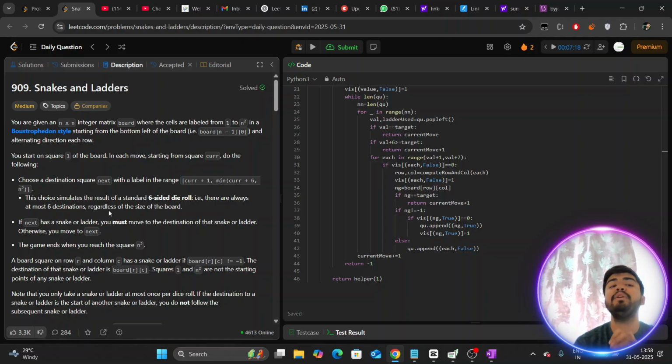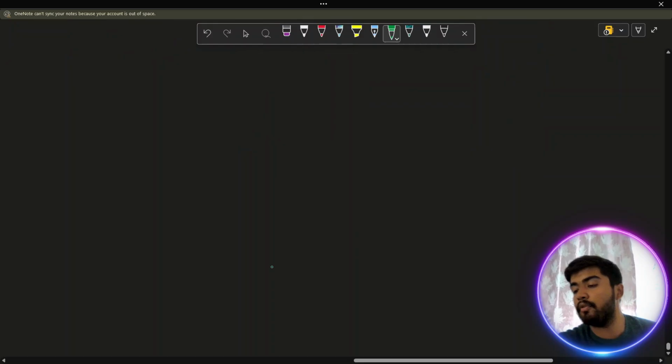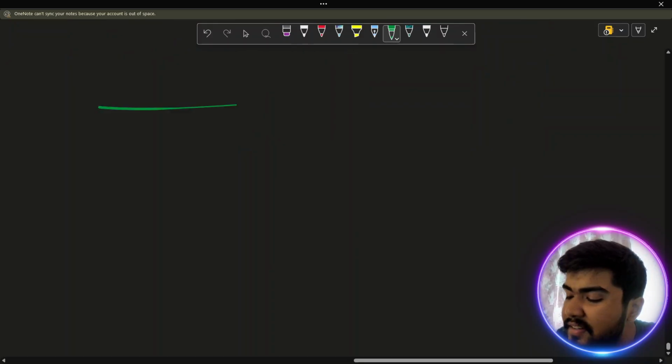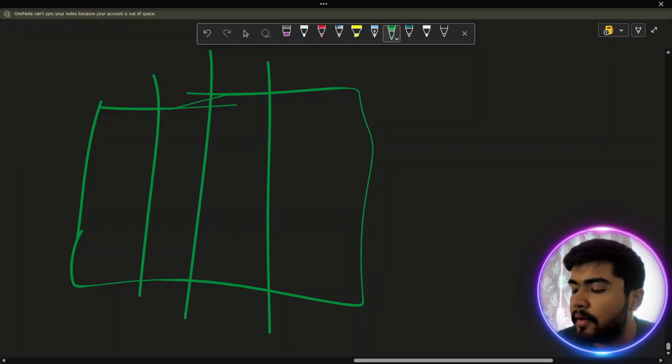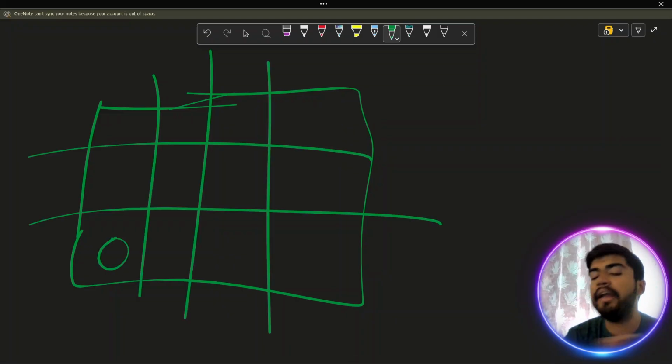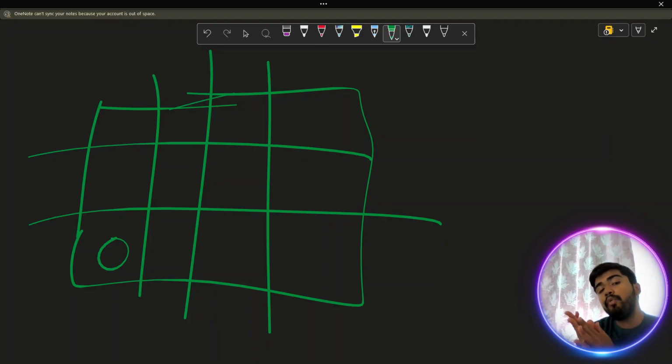So what do we actually have to think? Our source point is constant, so we are going to start from the bottom right, where the game starts. Now we can go to our OneNote to build the intuition. I think the intuition should be built in your brain automatically, as I am expecting after solving that many graph problems. So we are going to start from this cell, and how are we going to move?